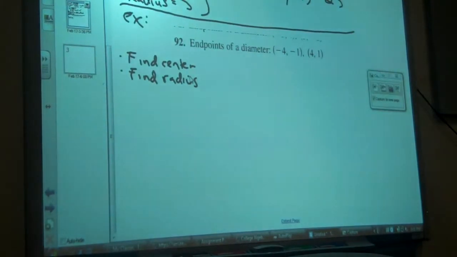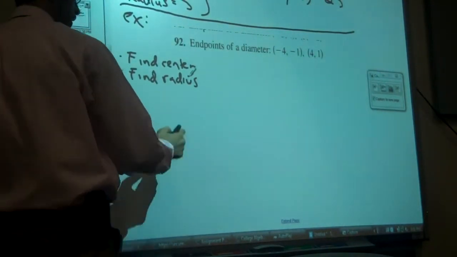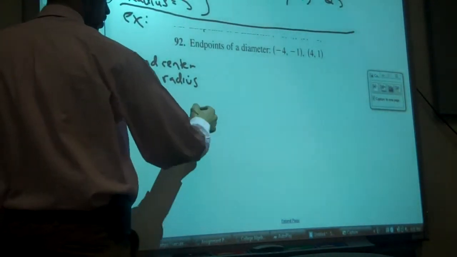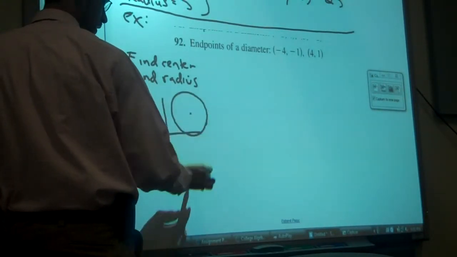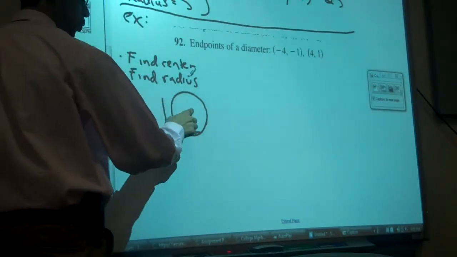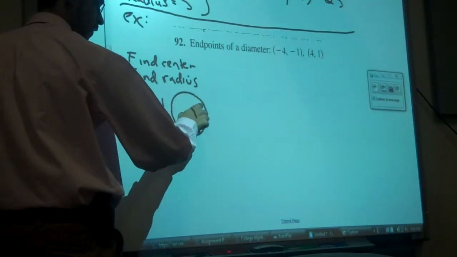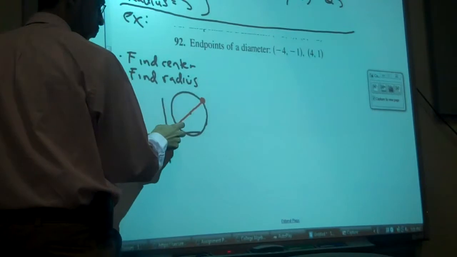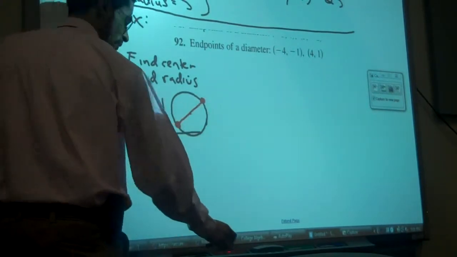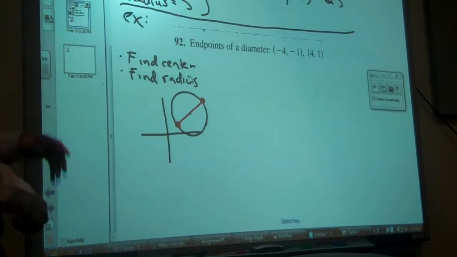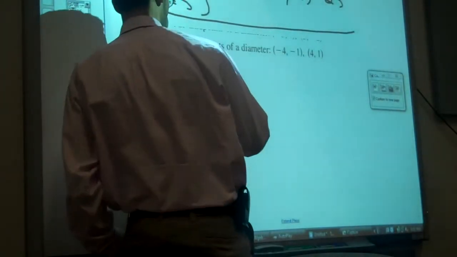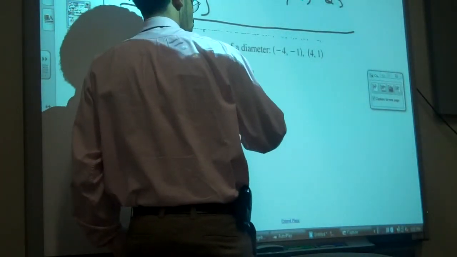So a diameter is the line that goes through the center. So we have a circle, say centered here, and something like that. Diameter has to go through the center. And these points are on opposite ends of the diameter. How do you suppose we'll get the center? The midpoint of that line segment is exactly the center. Very good. So to get the center, we have to find the midpoint.